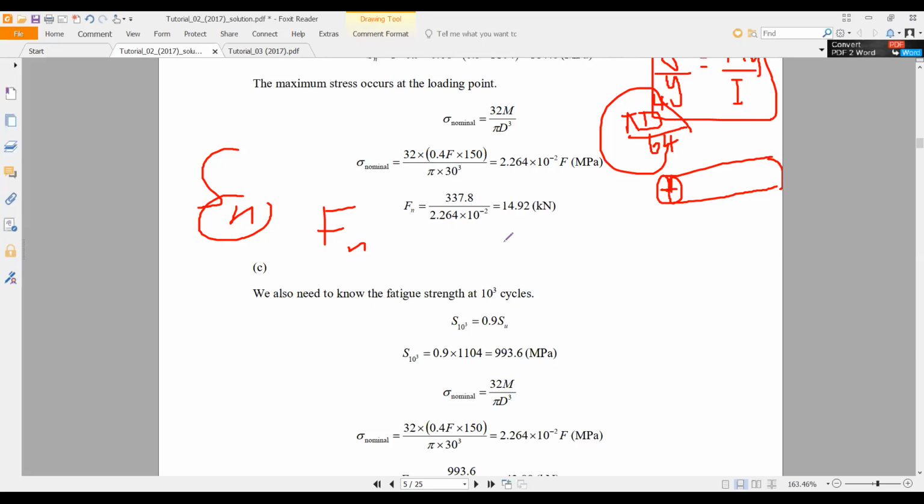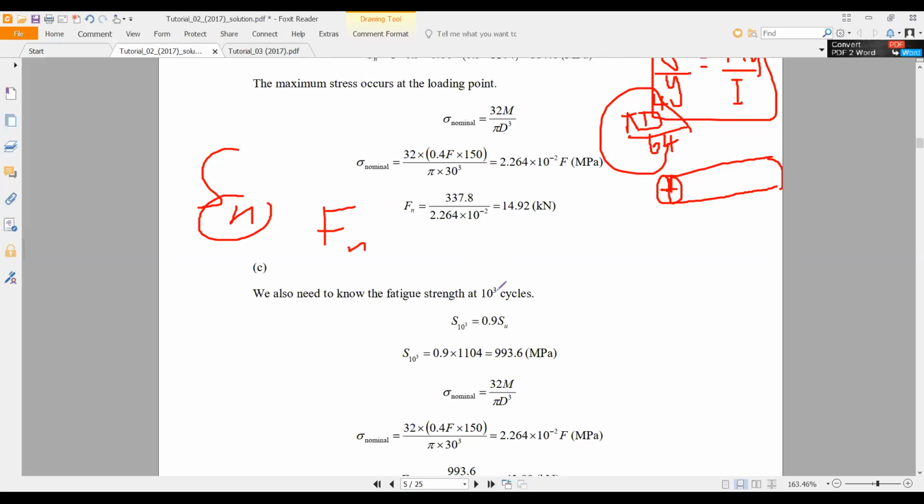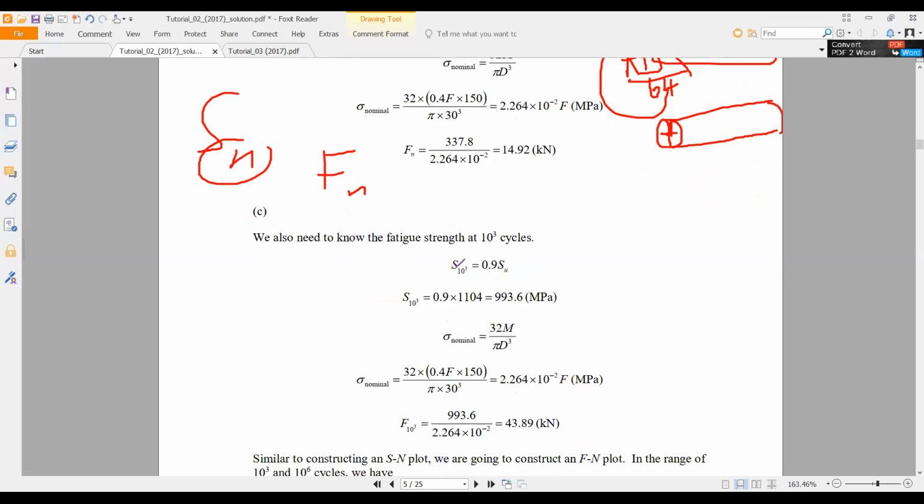Okay. So then that third question, C part, at the C part they ask other questions, but you need to know the equation of the curve.